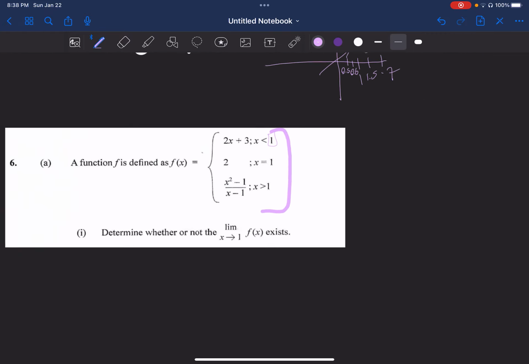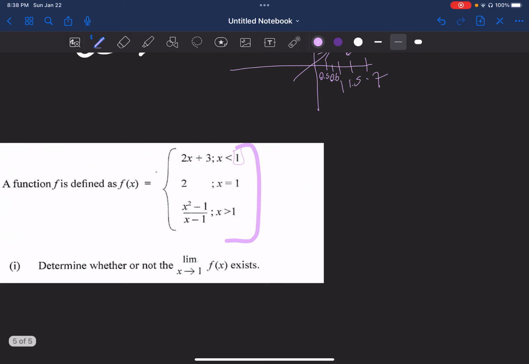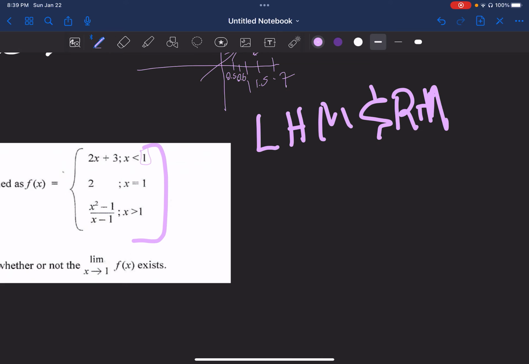So, let's find. If it's defined, then f of 1 would be defined. So f of 1, when x is equal to 1, is equal to 2. But when does the limit exist? When the left-hand limit is equal to the right-hand limit. For this one to exist, the left-hand limit and the right-hand limit should be equal.